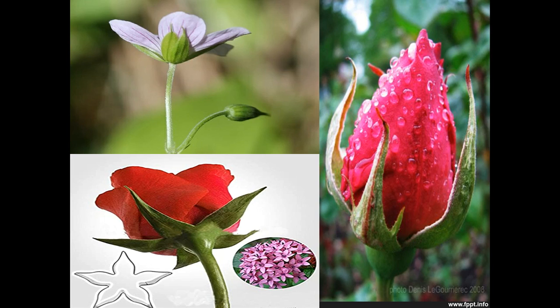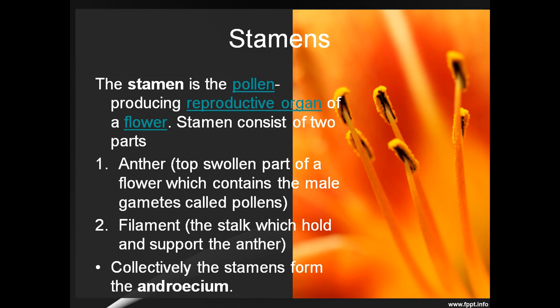In these pictures different flowers are shown in which the sepal part of the flower is shown clearly, like the green part in the rose flower, in the bud condition of the rose flower, and in the top left there are two pictures of a single flower. One is a bloomed flower and the other one is in bud condition. So these sepals protect the flower in bud condition and also when the flower is bloomed.